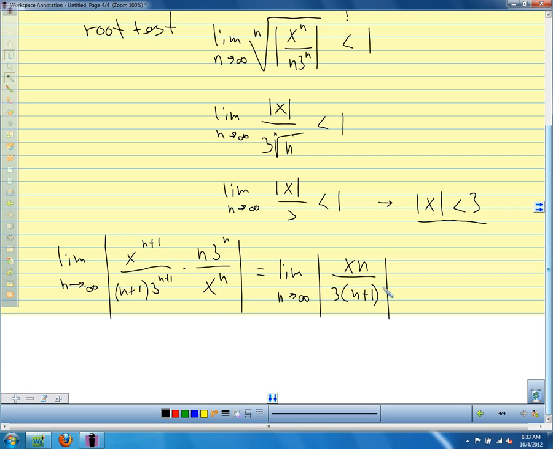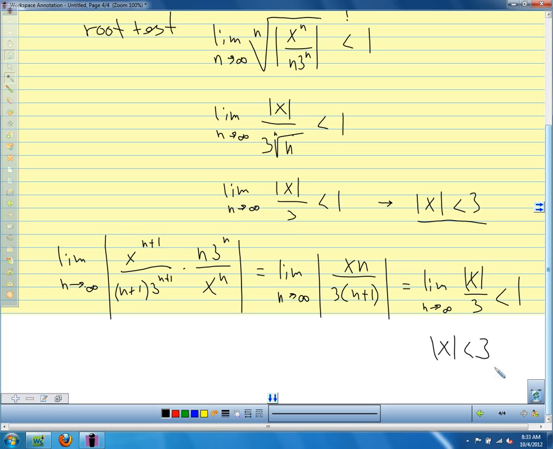Limit as n approaches infinity of x n over 3 to the n plus 1. The limit as n approaches infinity of n over n plus 1 is 1. So we just get the limit as n approaches infinity of the absolute value of x over 3. And we want that less than 1. So we end up with the same thing: the absolute value of x is less than 3. So our radius of convergence here is 3.